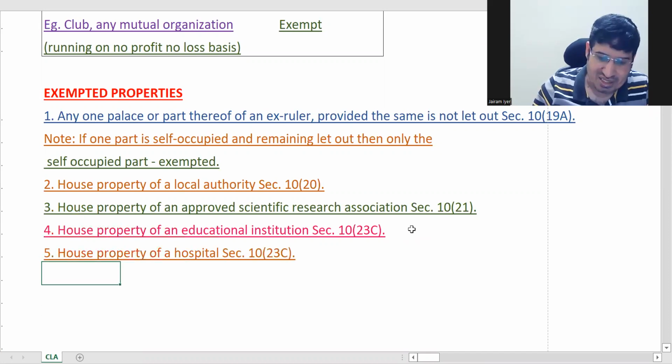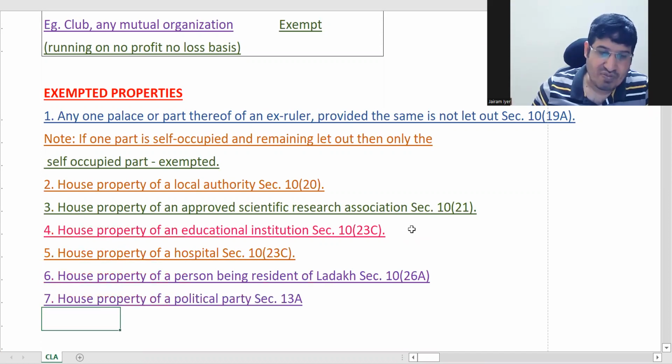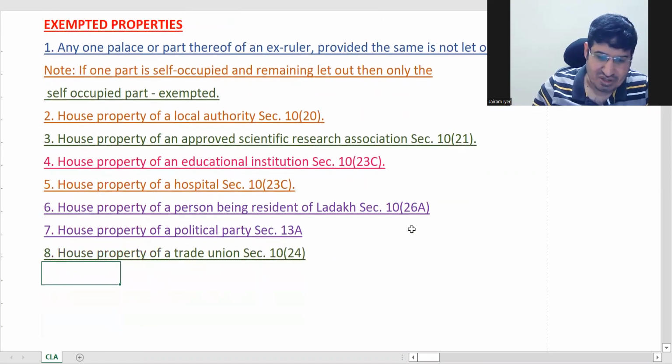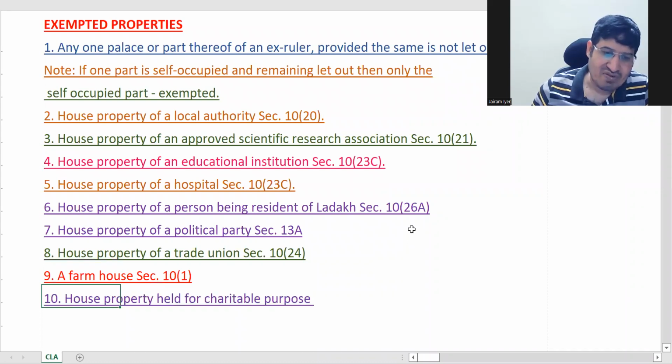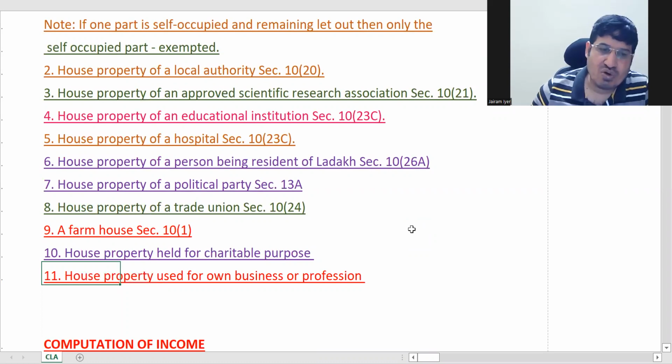Hospital, house property is exempt. If you are a resident of Ladakh, you don't have to pay house property tax for any house there in Ladakh. House property of a political party, exempt. Trade union, exempt. Farmhouse, exempt. House property held for charitable purpose: if it's a charitable organization, house property is exempt from tax. Last is house property used for own business or profession.